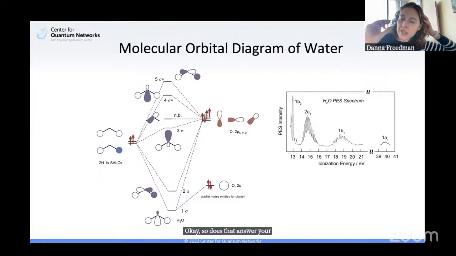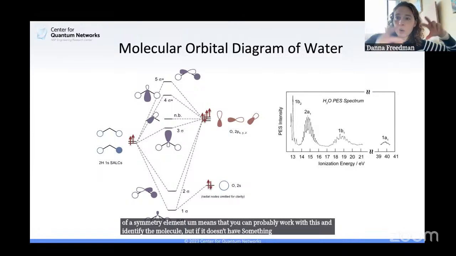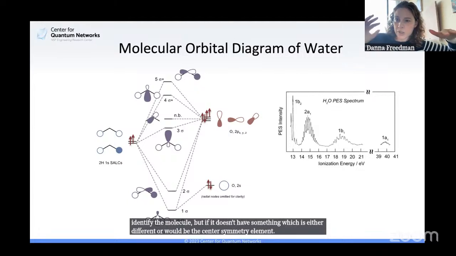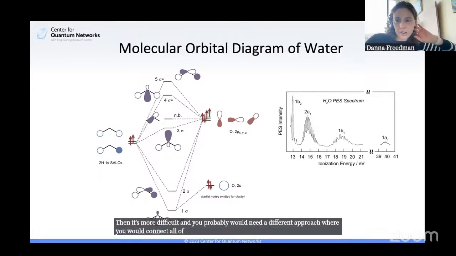Something that would be the center of a symmetry element means that you can probably work with this and identify the molecule. But if it doesn't have something which is either different or would be the center symmetry element, then it's more difficult, and you probably would need a different approach where you would connect all of your orbitals together, likely computationally.